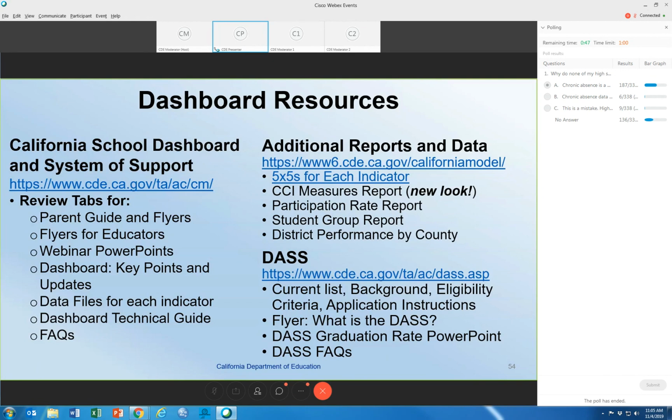You might want to look at the participation rate reports. That's going to be really important as we move forward. We'll be covering that topic on the webinar that covers the academic indicator. And then we have a student group report and a district performance by county. So you can go into a county and look at all the districts and their performance in every county. And then, of course, we do have information about DAS schools and what the criteria are to be a DAS school. So you can take a look at that if you'd like. At this time, we'll stop and take any other questions that may have come in.